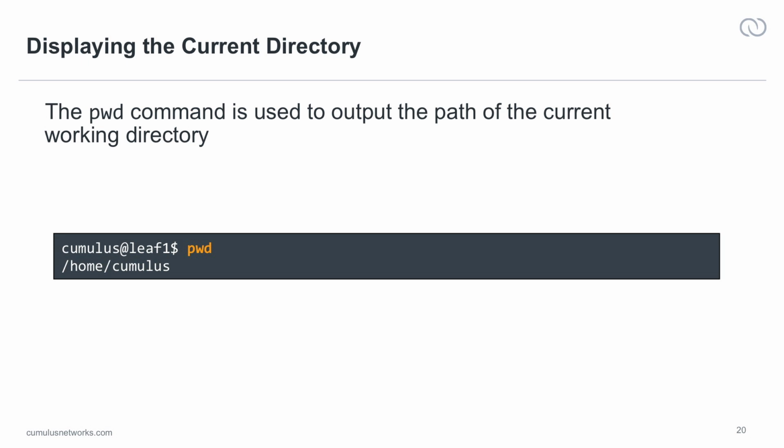The pwd command stands for Print Working Directory. This is useful to determine where you are in the file system as you navigate around the directories. Note that many commands in Linux are abbreviations or mnemonics to make them easier to remember.